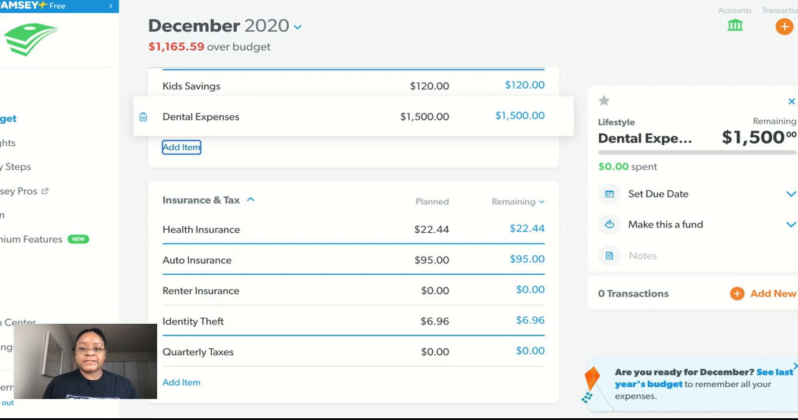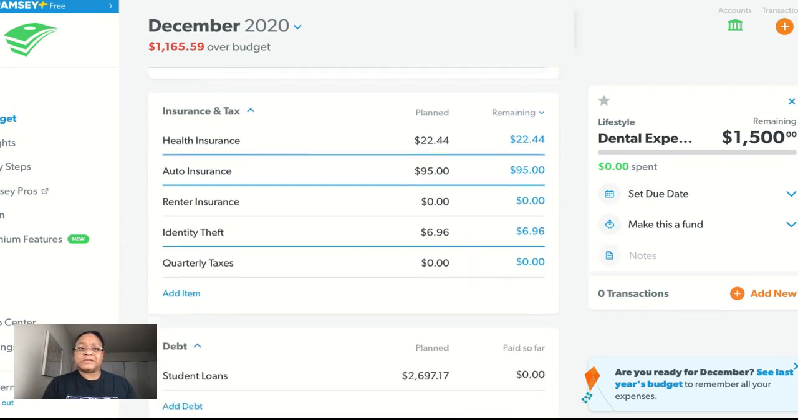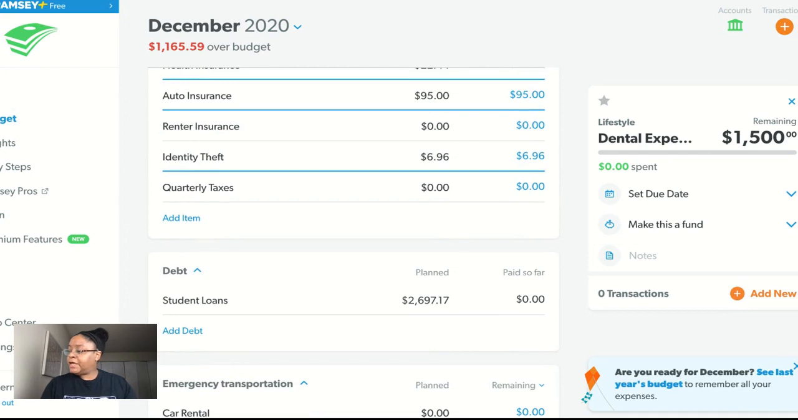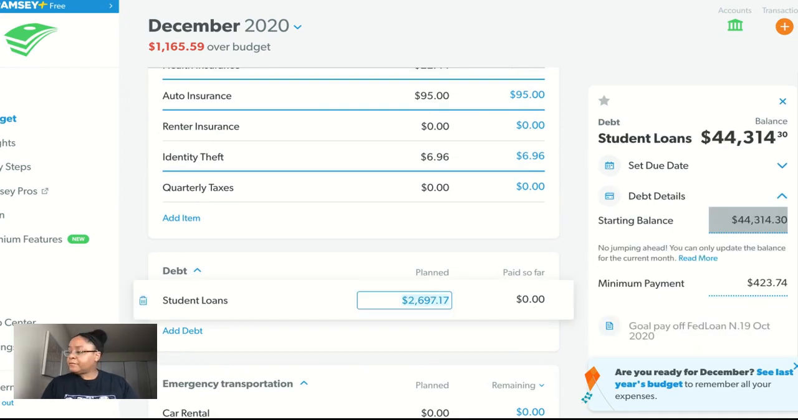Identity theft, $696. Auto insurance, $95. Health insurance, $22.44. So those expenses are right. And that's what makes this so easy to do, because when it copies over, I don't have anything to do. Now we're going to drop down my student loans. I'm going to drop this down to $1,531.58. And let's see what happens. Voila, woohoo. I got a zero-based budget.